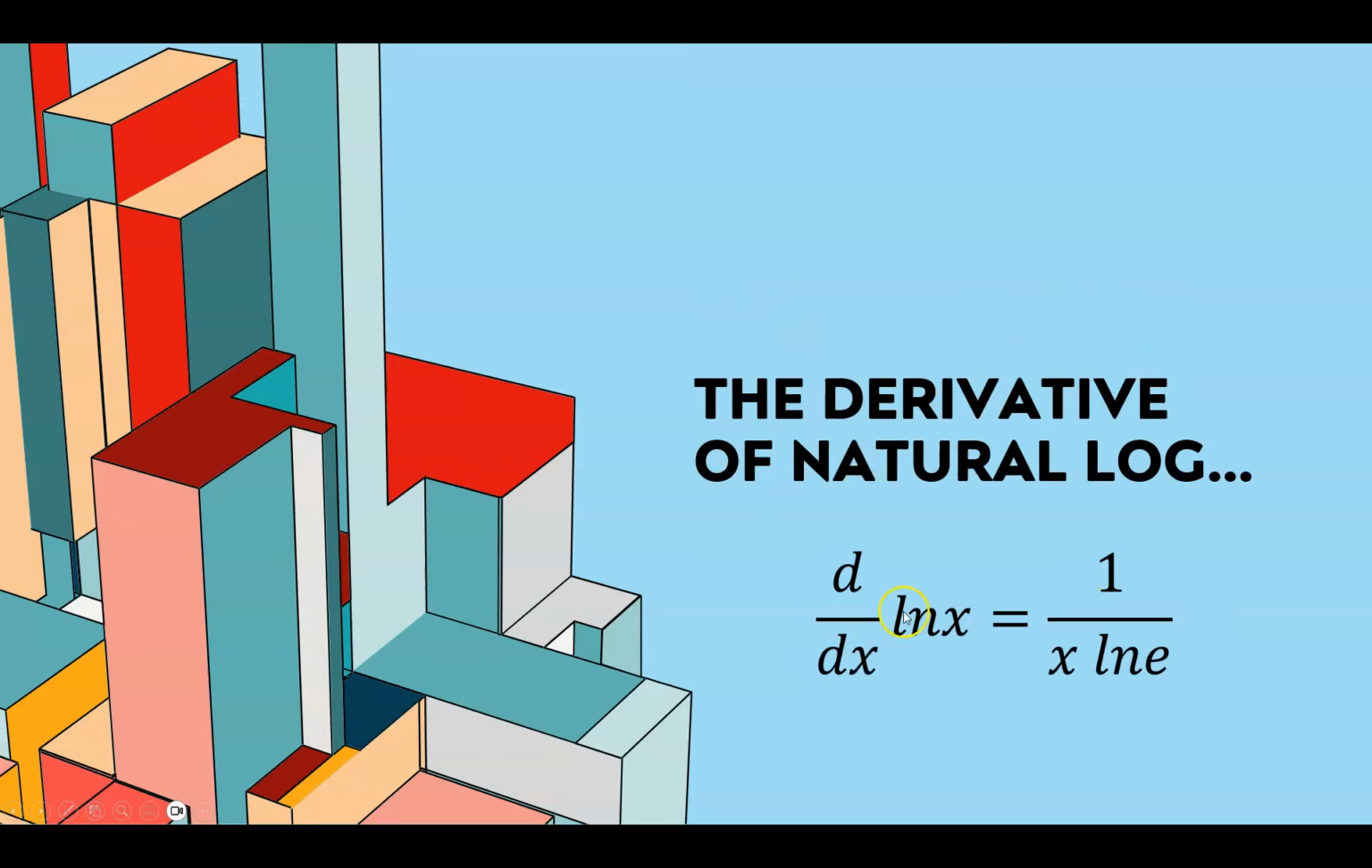The derivative of natural log is 1 over x, or kind of like we do with e to the x, maybe 1 over x natural log of e, also in that denominator.